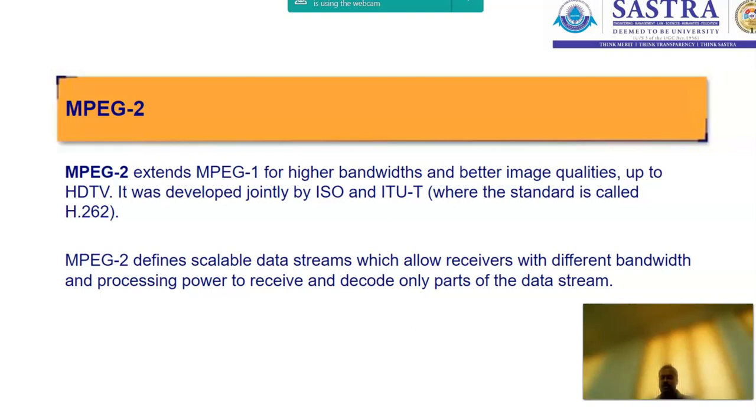Its largest bit rates are 2 to 15 Mbps. In MPEG-1 it was very low, but here they are going 2 to 15 megabits per second, and it is optimized at 4 megabits per second. The basic coding structure of MPEG-2 was developed jointly by ISO and ITU, and it has scalable data streams which allow receivers with different bandwidth and processing power to receive and decode only part of the data stream.